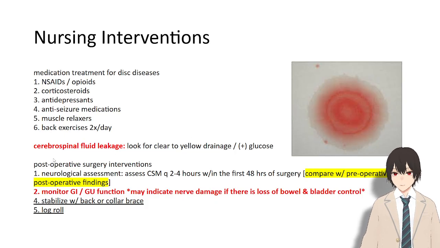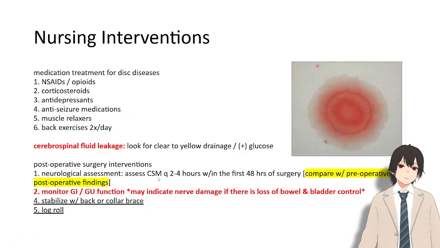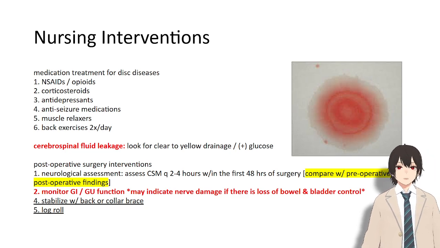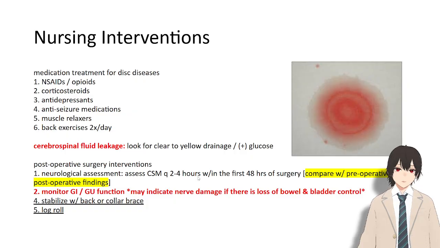After surgery, you want to do your neuro checks. You want to assess the CSM, which we went over I think 2 weeks ago, which is circulation, sensation, movement, mobility, and that kind of stuff, within the first 2 days, or whatever your hospital policy is. And you obviously want to compare preoperative and postoperative findings.